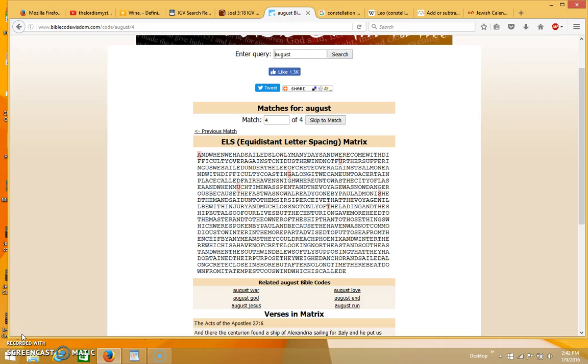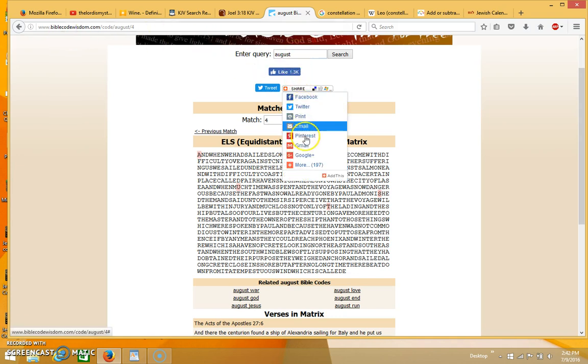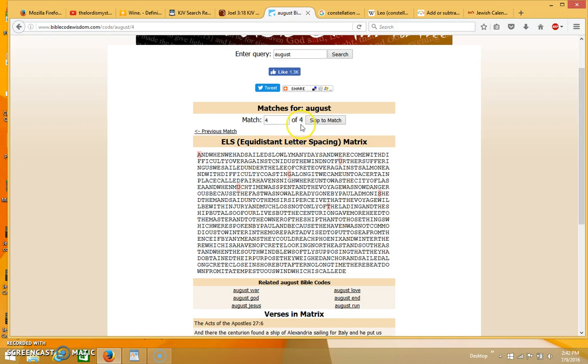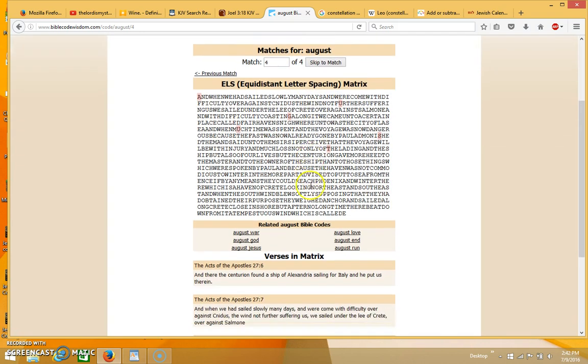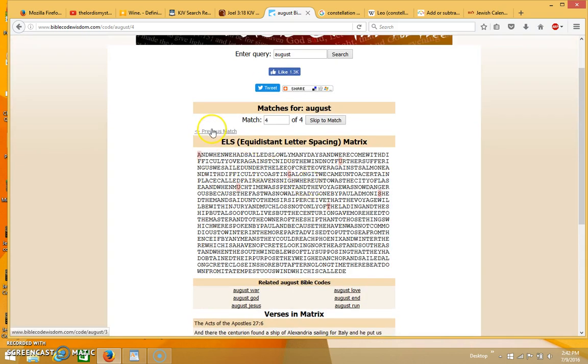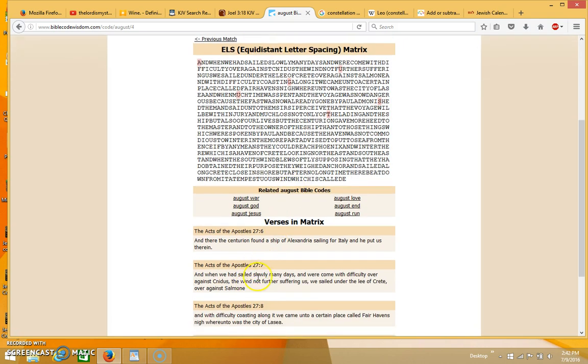Hi everyone, I have some interesting Bible codes that I would like to share with you, and these are coming up on the word August. And as you can see here, there's 4 different matches for the word August. So there's 4 different matrices, but the last 2 matrices actually overlap. They're coming up in the book of Acts.